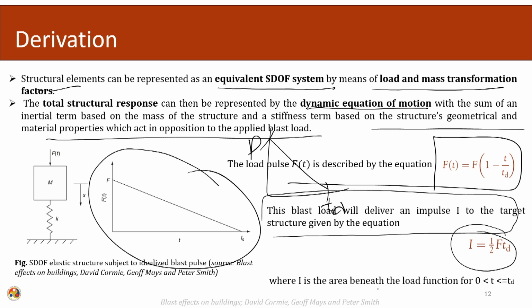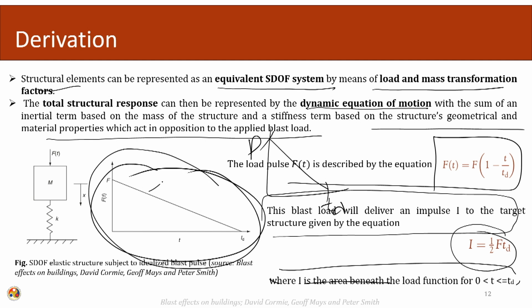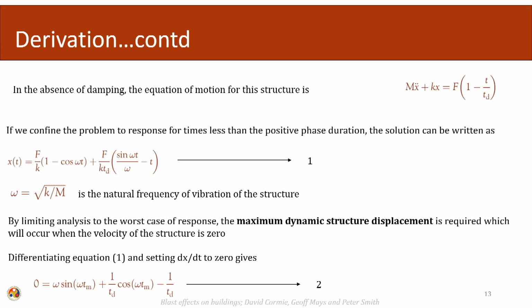Where I is the area beneath the load function. So, this area will generate the impulse. So, in the absence of the damping, the equation of motion of the structure is this one, as we have seen earlier.